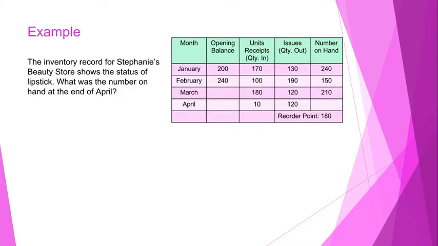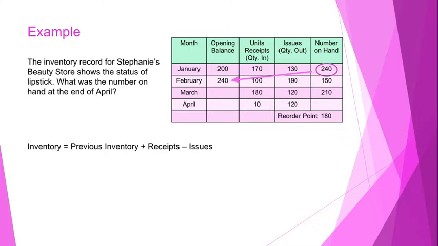So another one. Again we have the lipsticks, and this time, for a different year at Stephanie's beauty store, what is the number on hand at the end of April? It's a little bit different. We don't want the opening balance, we now want what's at the end. So inventory equals the previous inventory plus receipts minus issues. For February, we have 240 on hand at the end of January, so that's the opening balance for February. Our opening balance for April is 210.